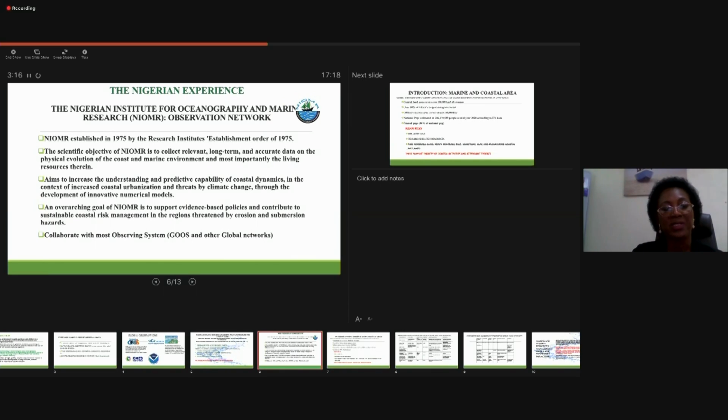Institute aims to increase the understanding and predictive capability of coastal dynamics in the context of increased coastal urbanization and threats to climate change through the development of innovative numerical models. An overarching goal of NIOMR is to support evidence-based policies and contribute to sustainable coastal risk management in the regions threatened by erosion and other hazards. We also collaborate with most global observing systems, as I've mentioned before.